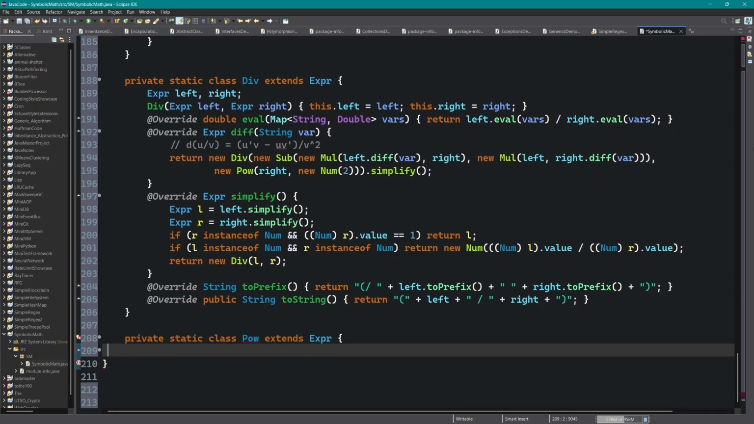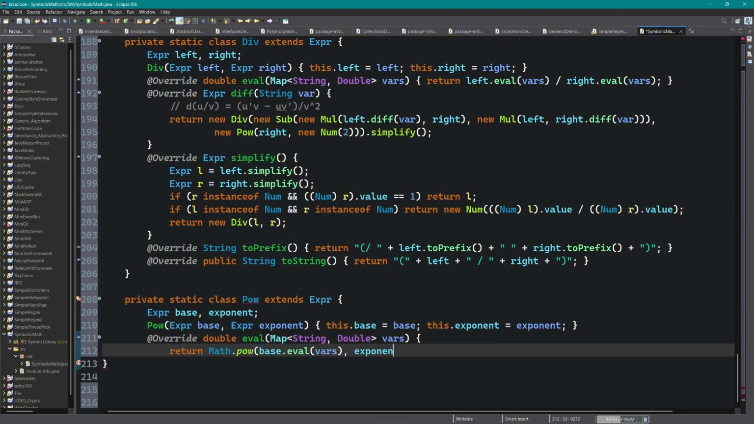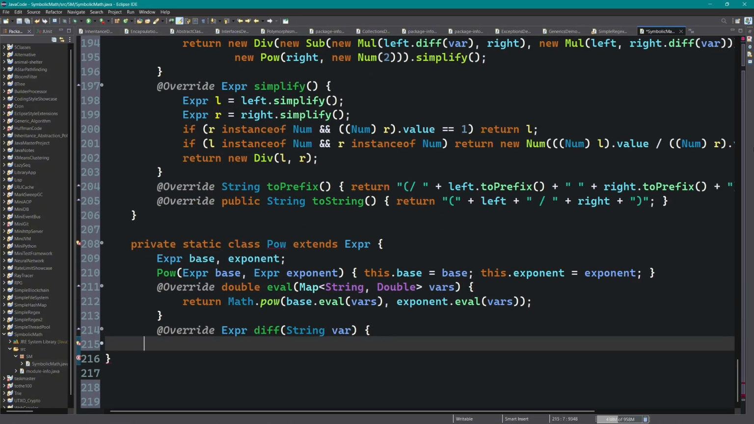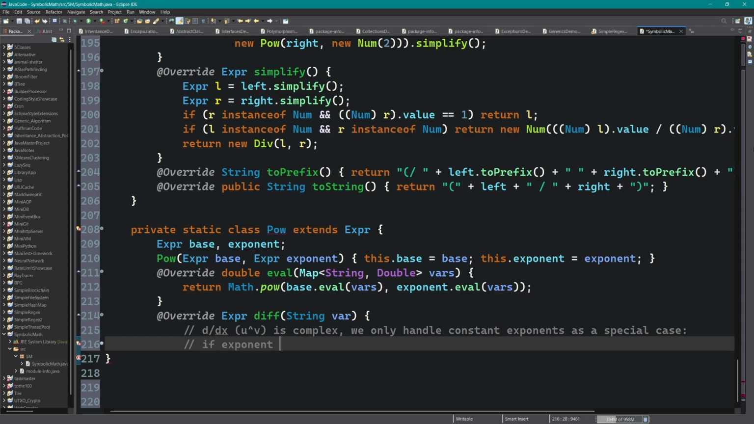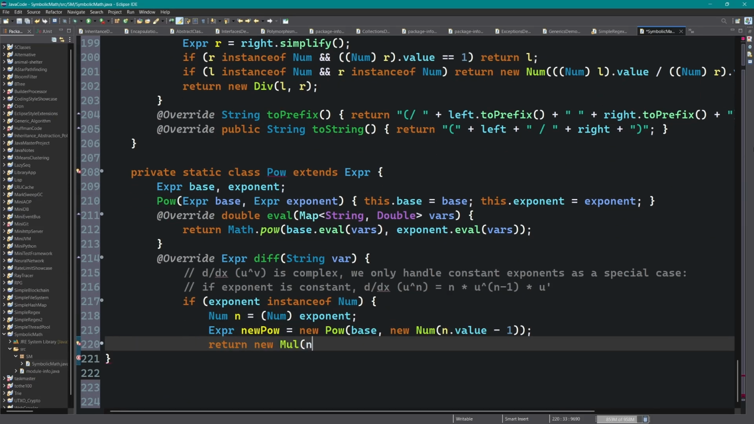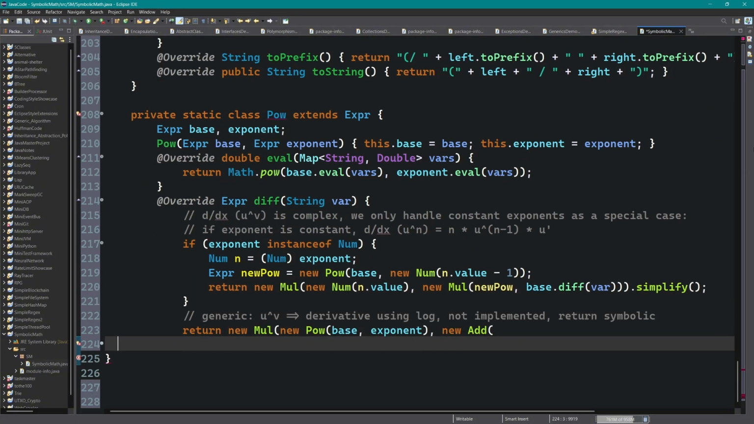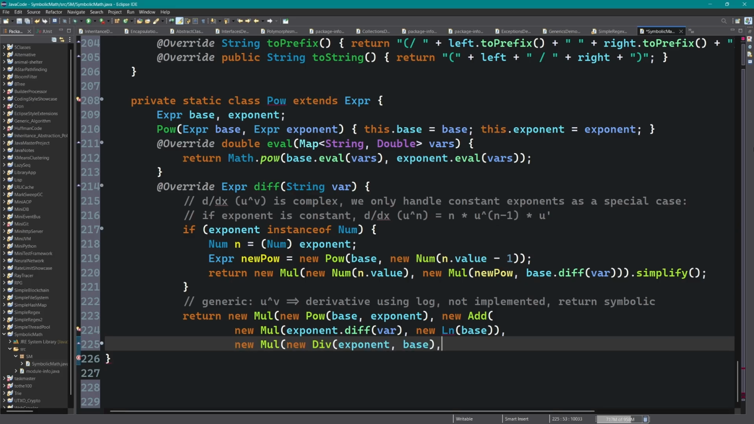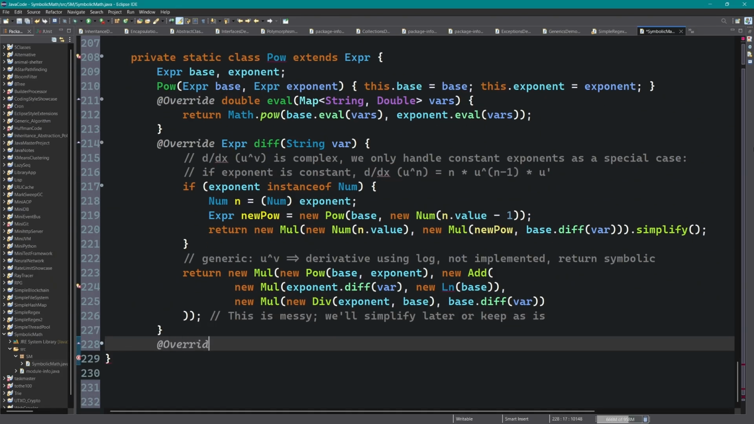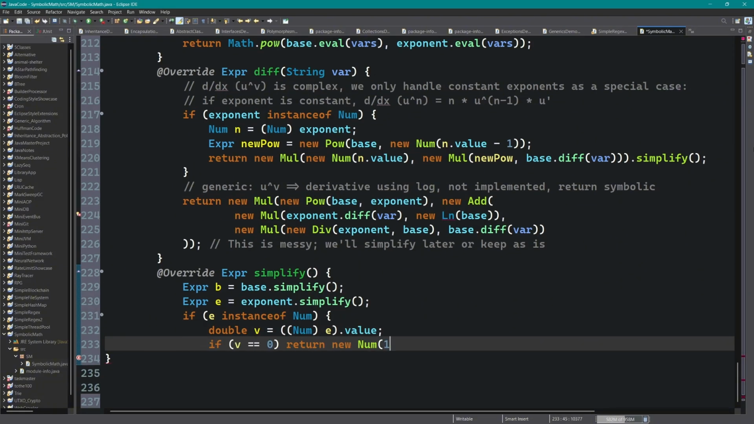Pow represents exponentiation. Evaluation uses Math.pow. Differentiation has two cases. If the exponent is a constant, we apply the simple power rule. If the exponent is variable, we would need logarithmic differentiation. We leave a placeholder that creates a more complex expression involving ln. Simplification handles the cases of exponent 0, returns 1, exponent 1, returns the base, and constant folding.